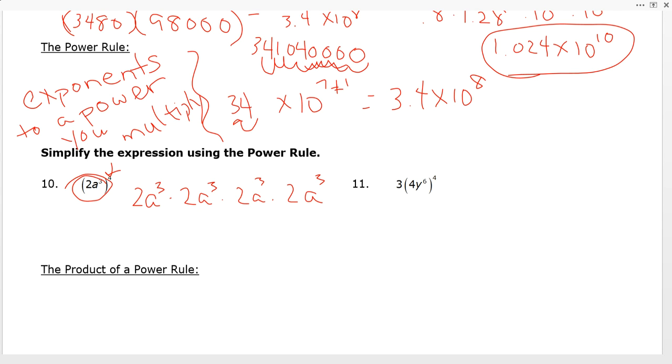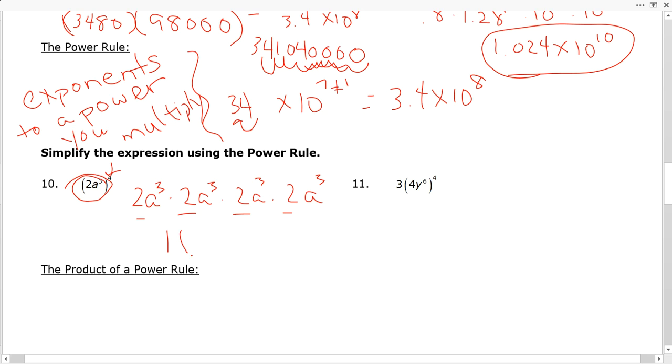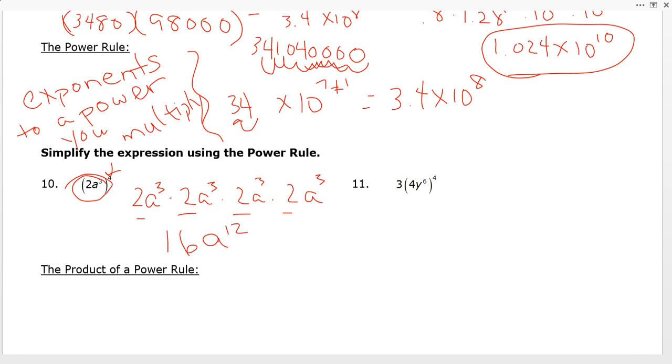So now I can look at it and go, oh, well, I have a cubed, a cubed, a cubed, a cubed. 2 times 2 is 4, times 2 is 8, times 2 is 16. And I have 3, 6, 9, 12 a's. So basically, I did 2 to the fourth power, which is 2 times 2 times 2 times 2, a to the third power to the fourth power, which means I have a cubed 4 times, which is a to the 12th.